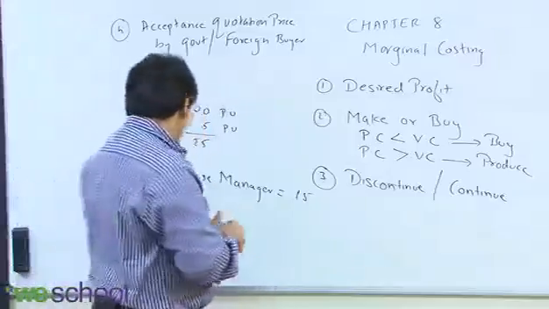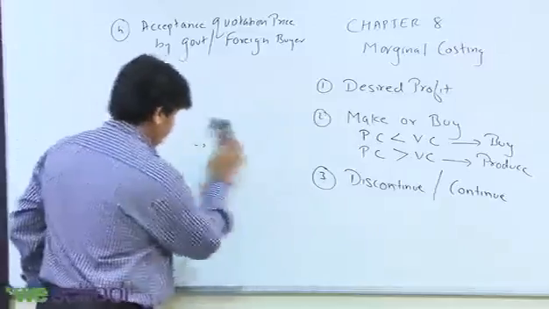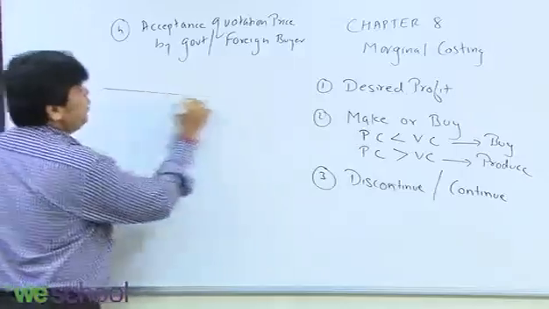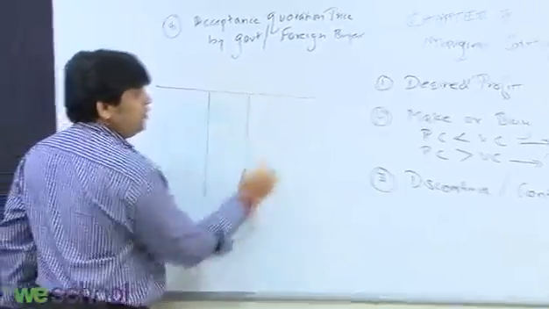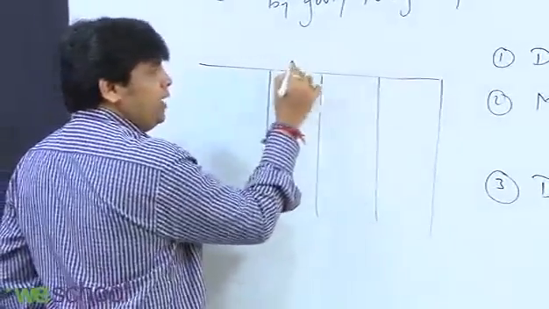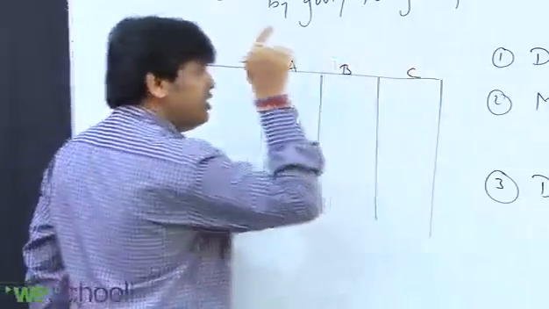Now move on to the next part. The next part is whether to continue or not. Suppose you have different product lines. I'm taking only 3 examples. I have department A producing product A, department B producing product B, and department C producing product C.